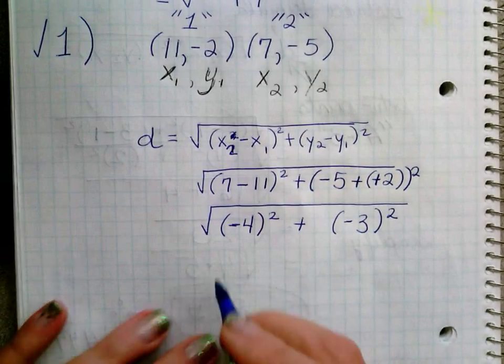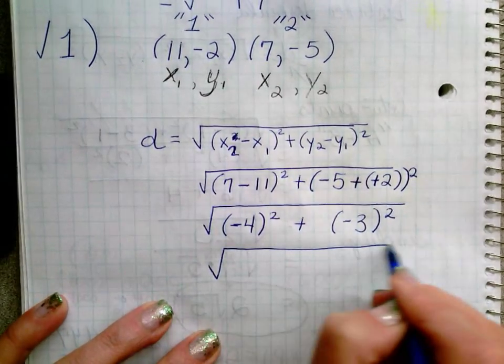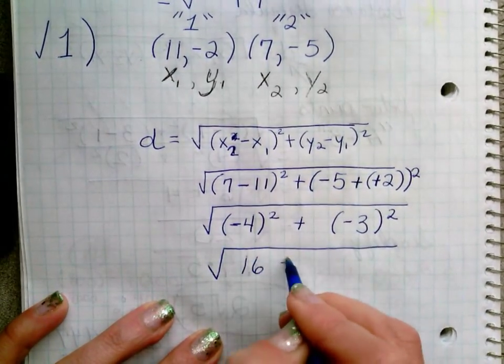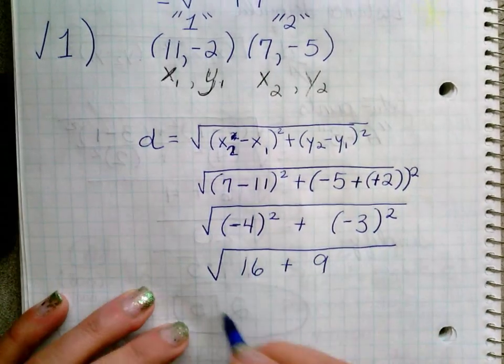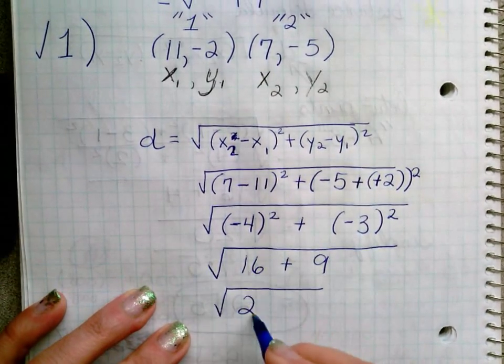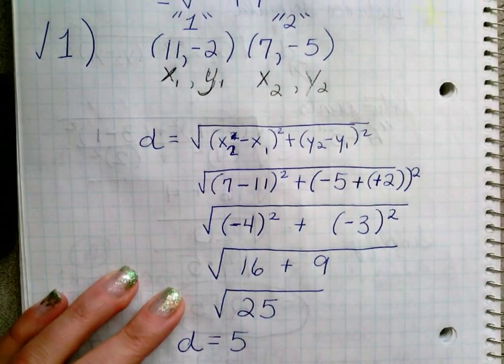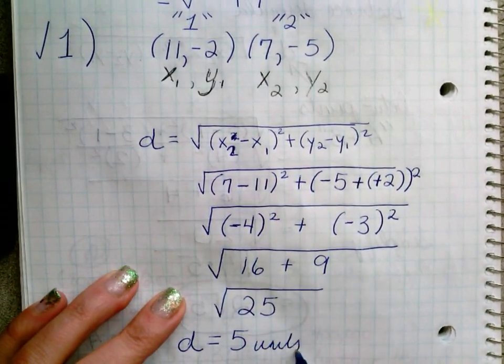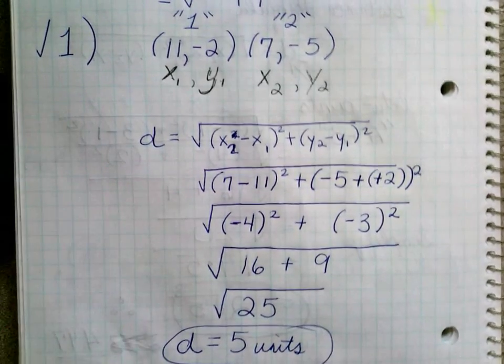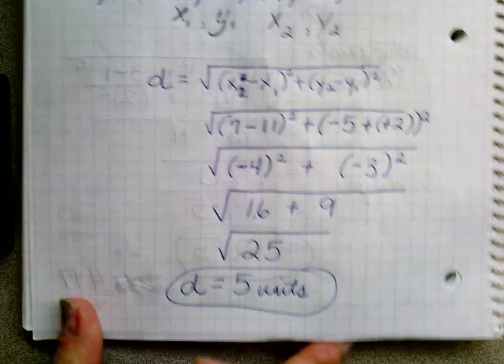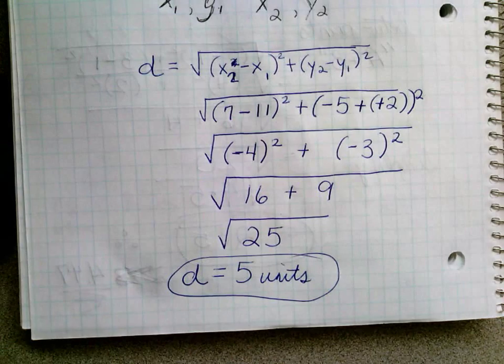Everybody good so far? What's 4 squared? 16. Added to 3 squared. 9. The sum of that is what? 25. What's the square root of 25? 5. Distance is 5, and we're going to say units because all we're talking about here is distance on a coordinate plane. Okay? Distance on a coordinate plane.